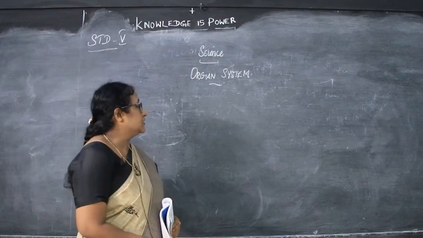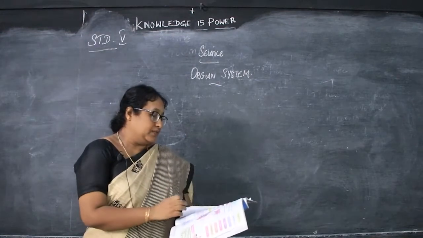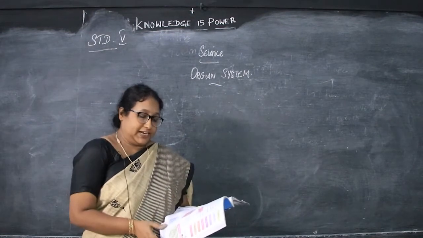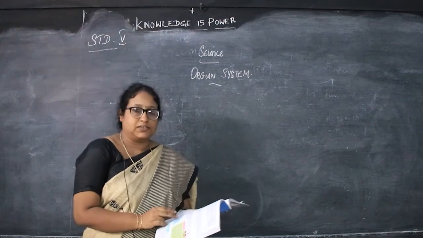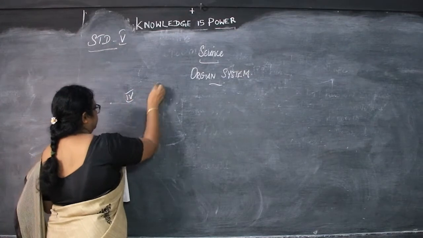In the previous class about the organ systems, we saw the digestive tract, respiratory system and the circulatory system. Now we are going to see the excretory system.